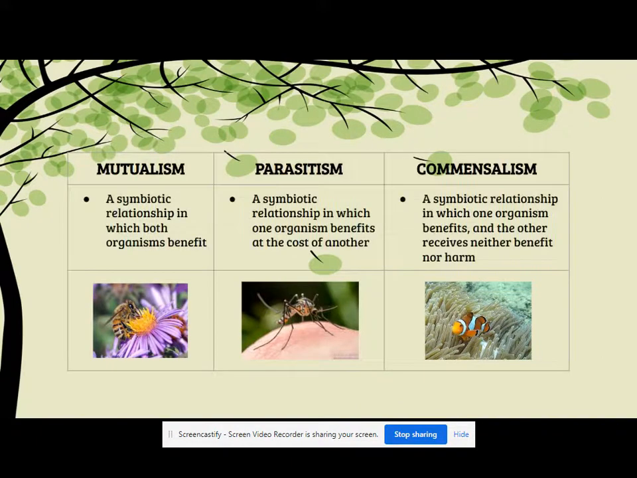Here they are. When you have a relationship where both organisms benefit, that is called mutualism. So that's like the pollination of flowers. Insects get a certain food from the flowering plants, and the flowers get pollinated. Basically, the insect takes pollen from one plant to another, which leads to the fertilization. There's lots of other mutualistic relationships.